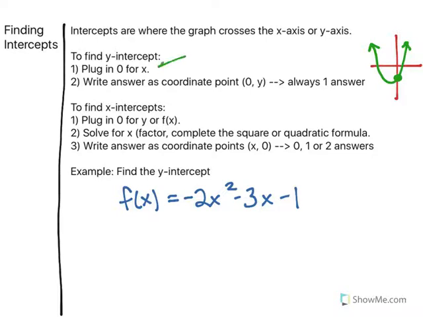As you can see, to find that y-intercept, what we're going to do is plug in 0 for x, and then you're going to write your answer as a coordinate point 0, comma y. There's always going to be a single answer for this, because your quadratic graph will always cross the y-axis one time.